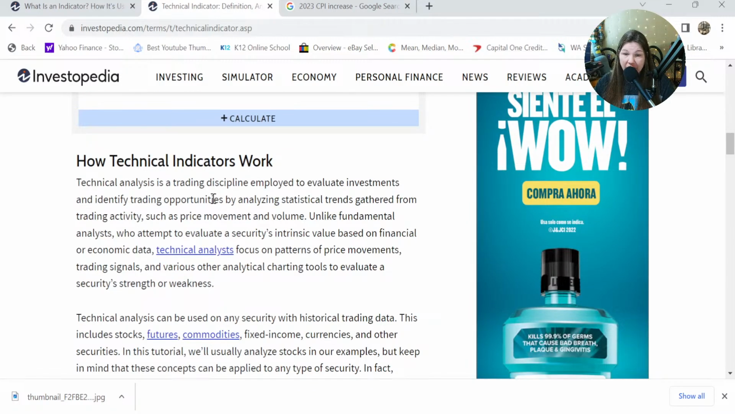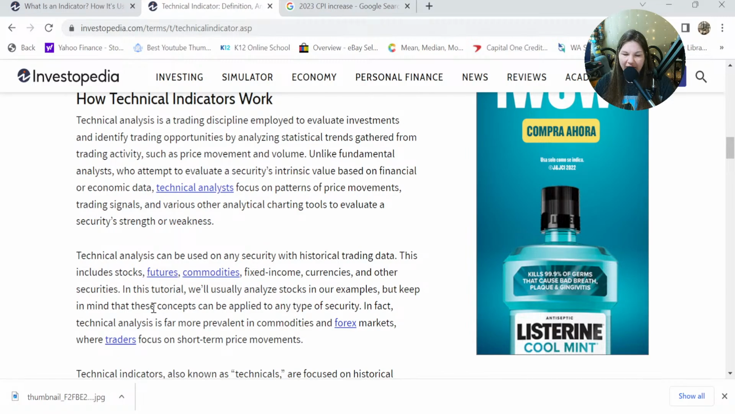Technical analysis is a trading discipline employed to evaluate investments and identify trading opportunities by analyzing statistical trends gathered from trading activity, such as price movement and volume. Unlike fundamental analysis, which attempts to evaluate a security's intrinsic value based on financial or economic data, technical analysis focuses on patterns of price movements, trading signals, and various other analytical charting tools to evaluate a security's strength or weakness.